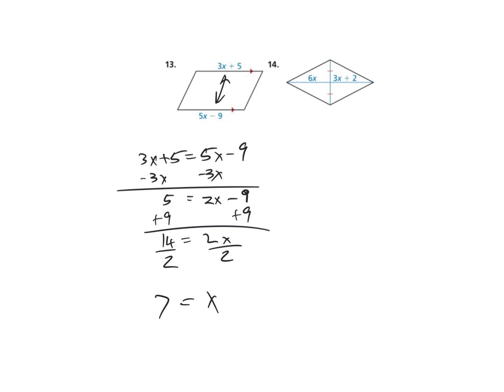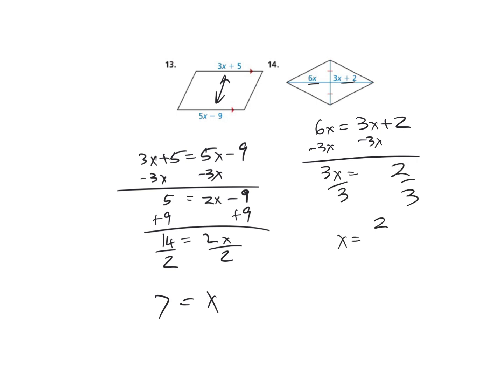Over here, it's actually set up correctly. The diagonals bisect each other, so these have to be equal. So 6x equals 3x plus 2. I must subtract 3x to the left, and that's 3x equals 2. Divide off the 3, and we have a fraction. That's okay.